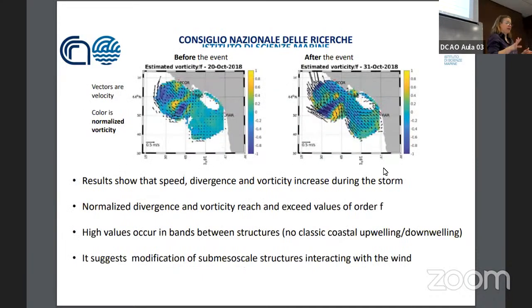We have here the same estimate before and after the wind event for the vorticity. And as in the previous case, we see that it increased during the storm. And we have values that reach and exceed 1, that means that are well over f. So we are in a submesoscale regime. And we see these blue and yellow bands that are extreme values of the kinematic properties. And we see that the submesoscale field that was present is not visible anymore during the wind.